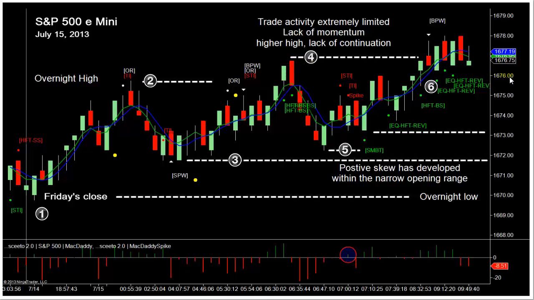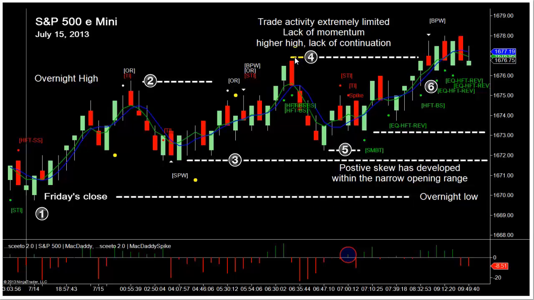Price pulled back from 1676 and auctioned down at or near the minor low that developed during the overnight session. So in the context of today's open, the opportunity occurred here at number 4 to go short at the high, with the expectation that the market would pull back and potentially fill the gap at Friday's close.